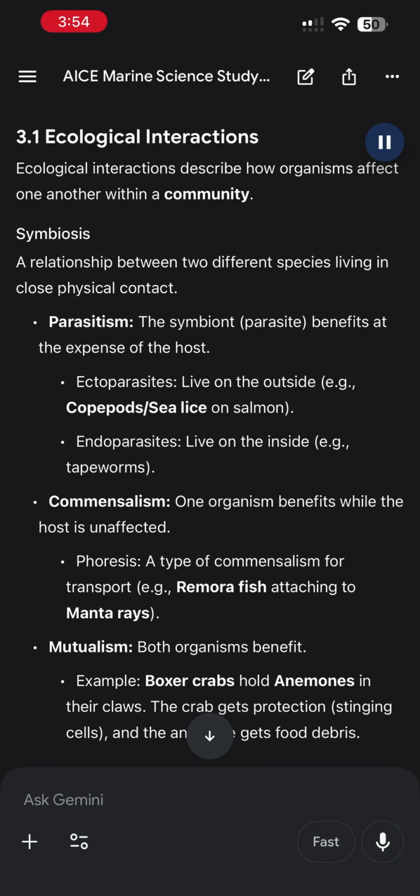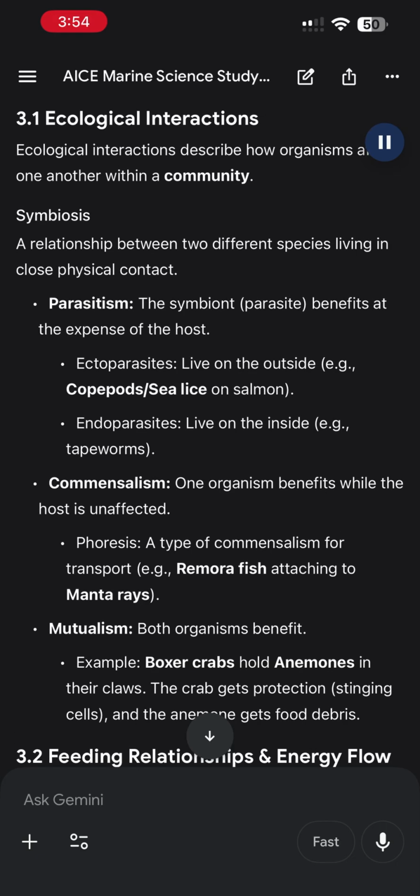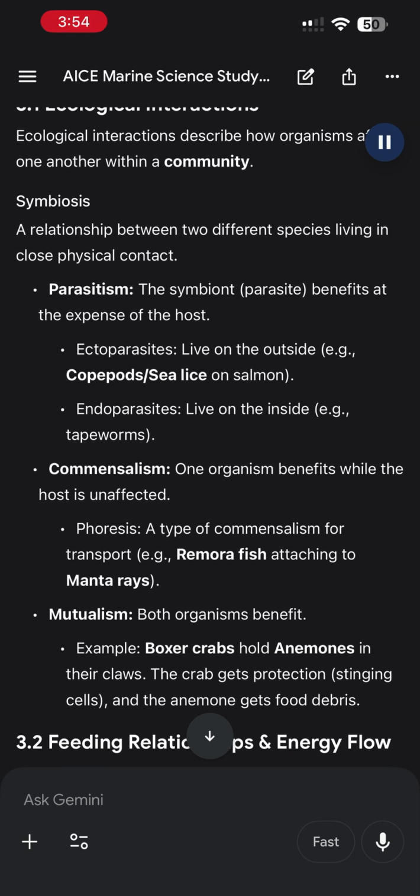Symbiosis, a relationship between two different species living in close physical contact. Parasitism, the symbiont, parasite, benefits at the expense of the host. Ectoparasites, live on the outside, e.g., copepods sea lice on salmon. Endoparasites, live on the inside, e.g., tapeworms.